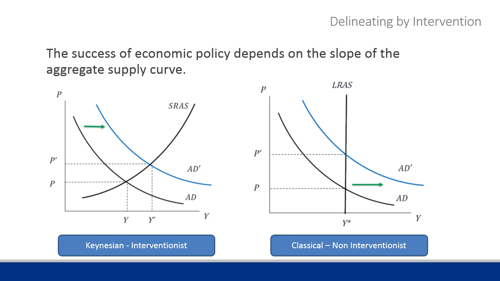Here we can see in diagrams the two different schools of thought. So we see that Keynesians, who believe in intervention, with an upward sloping aggregate supply curve, an increase in aggregate demand from AD to AD dash will give us an increase in output and an increase in prices. However, the classical school, that believes that the output is fixed in the long run, so the aggregate supply curve is vertical, an increase in aggregate demand from AD to AD dash will give us an increase in prices, but no increase in output. So these are the differing opinions amongst economists.